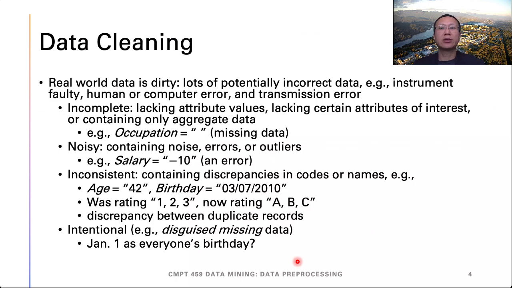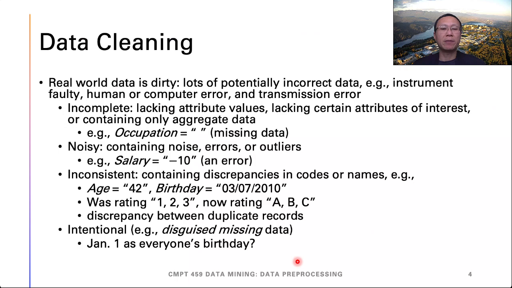Those errors, those incorrect data, may lead to the dataset being incomplete, meaning some attribute values may be missing or lacking, and certain attributes of interest may not even be collected, or contain only some aggregated data. For example, in many tables about customers, you may have the occupation attribute missing. And data can be noisy. It may contain noise, errors, or outliers. For example, there could be some input error. When we key in a number, we just by chance make a mistake.